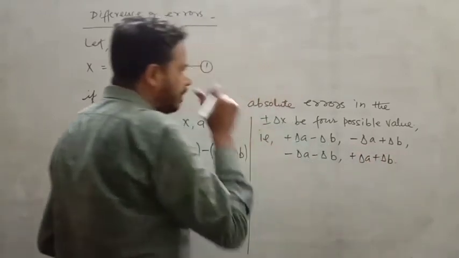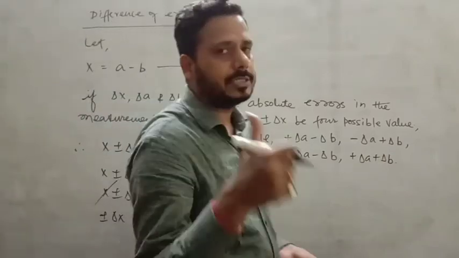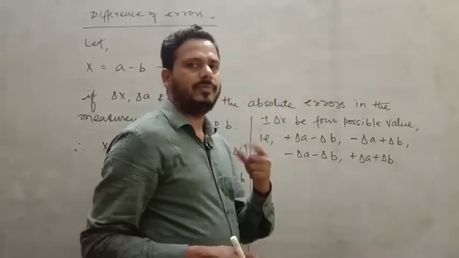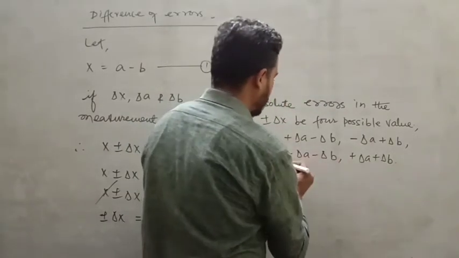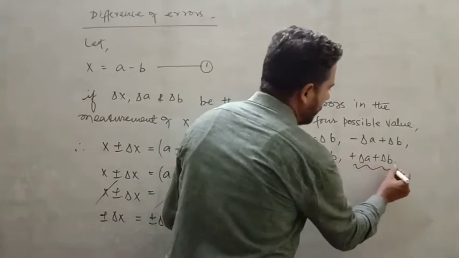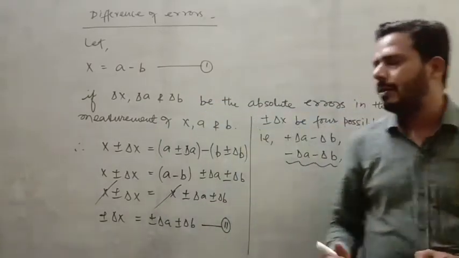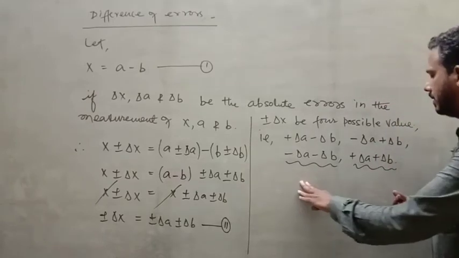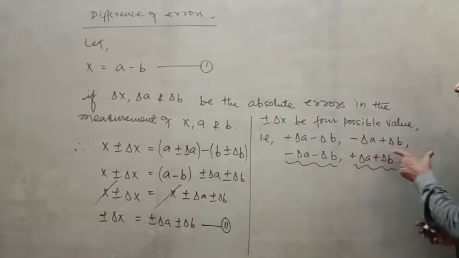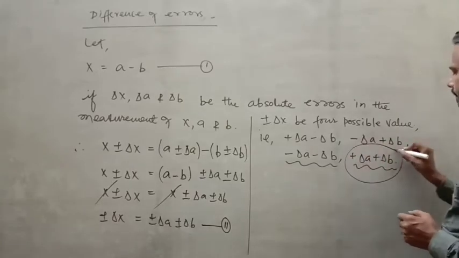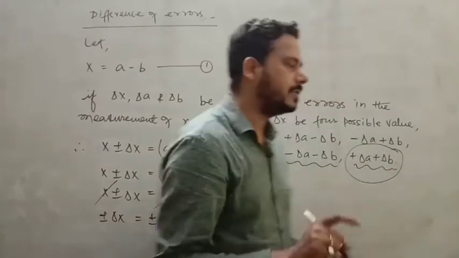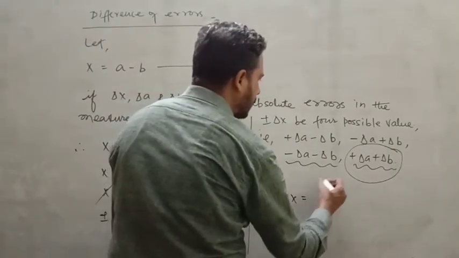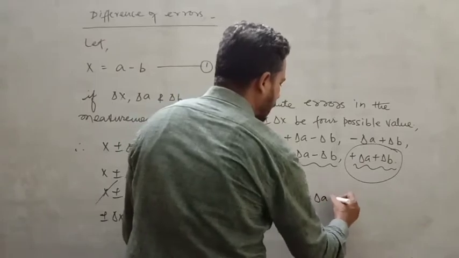So from here you have to take the maximum value. Okay, you are seeing here that you have two maximum values. The first one is this and the second one is this, but this one is maximum in magnitude but in negative, so you leave it. So the fourth one is your maximum value. That's why your result, plus minus delta X, is equal to delta A plus delta B.